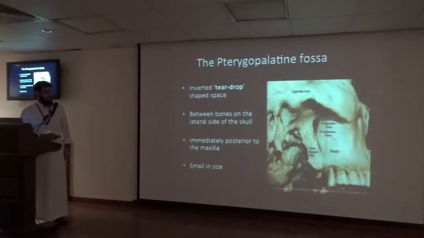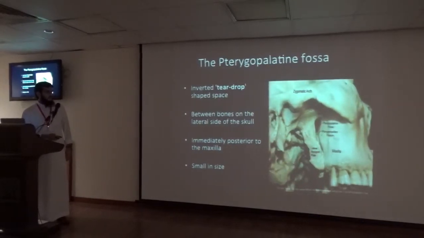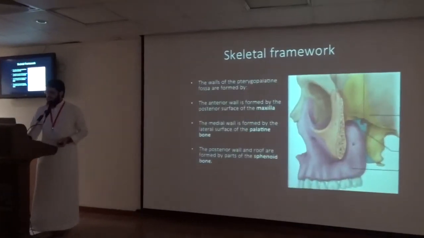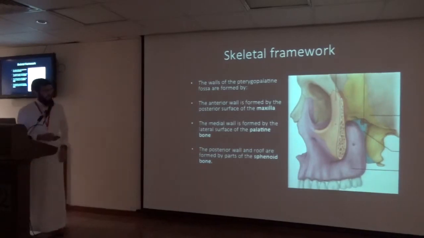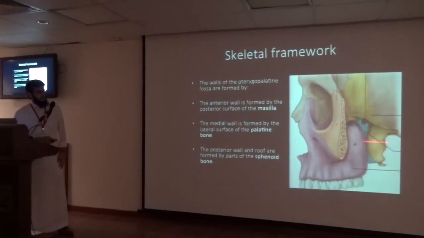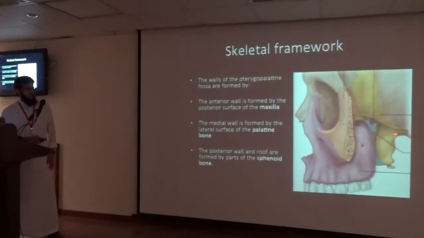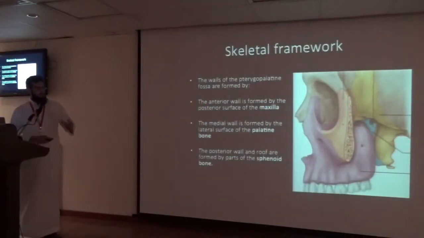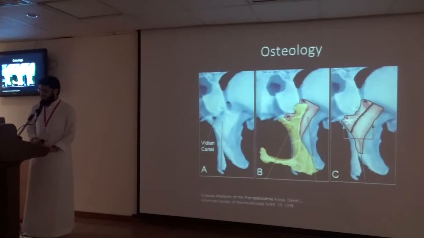Osteology from the lateral skull view. It is small in size, containing neurovascular structures that we will show in a while. This diagram will show you the boundaries of the pterygopalatine fossa from the lateral view. You can see it's bounded anteriorly by the posterior wall of the maxillary sinus, purple in color, posteriorly and superiorly by the pterygoid process, and medially by the palatine bone, as we will see in more detail.